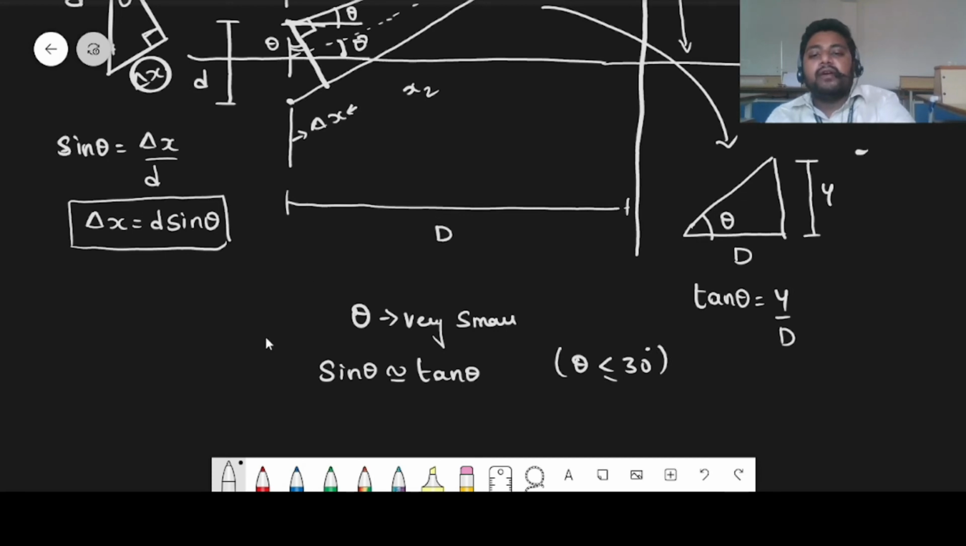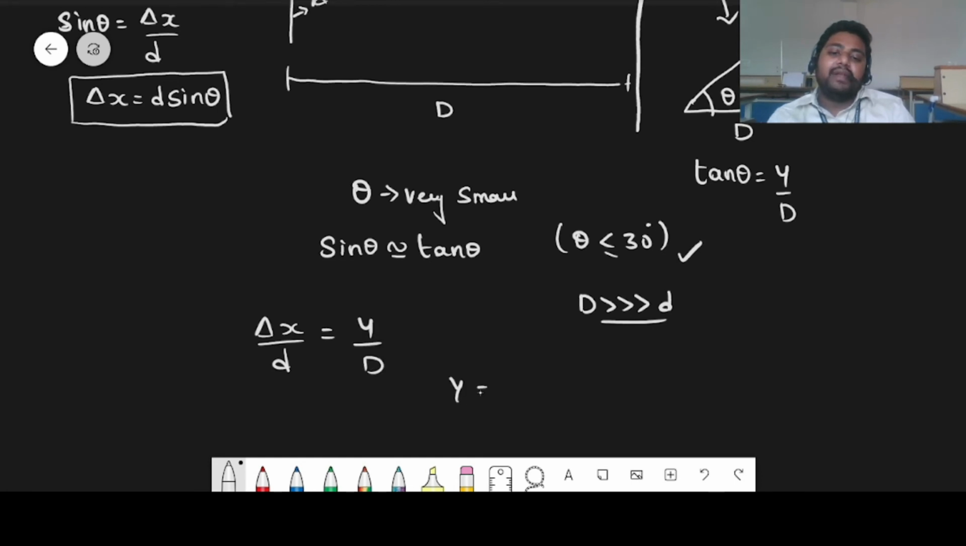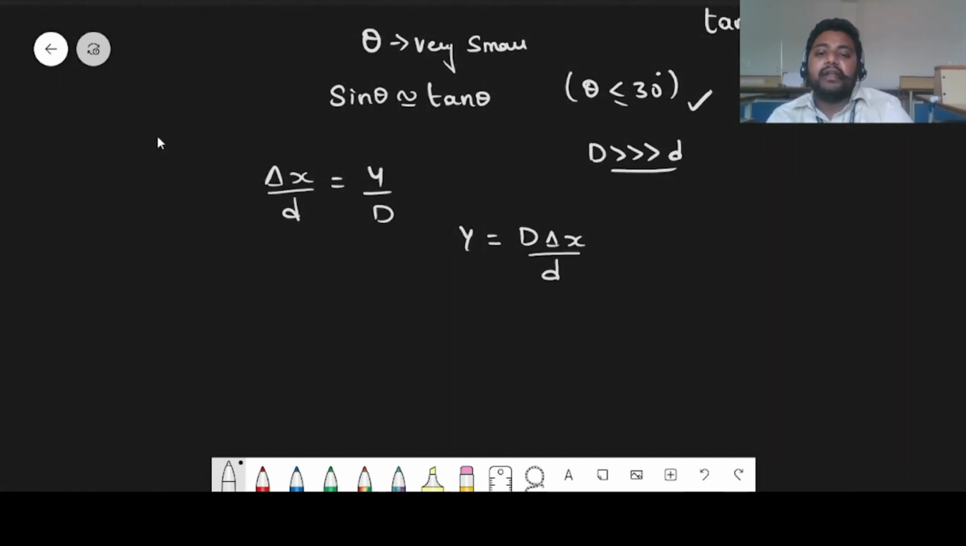So now since D is very big compared to that of small d, we can use this. So from here, delta x divided by d will be equal to y by capital D. So y can be written as D into delta x divided by d. If you want to understand where the first bright will be forming, y first bright, you have to take delta x for the first bright. Delta x for the first bright will be lambda.